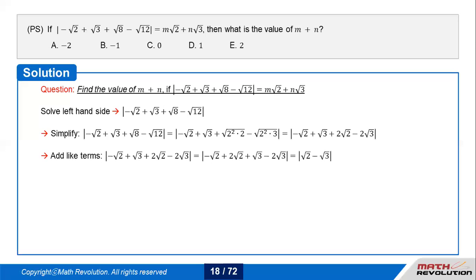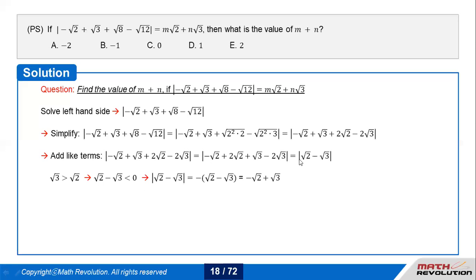Adding the like terms gives me minus square root 2 plus 2 root 2, that is root 2. And square root of 3 minus 2 square root of 3 gives me minus square root of 3. Now, one important part here is we know that square root of 3 is greater than square root of 2. But in a modulus, we are doing a square root of 2 minus a square root of 3. That means that should give me a negative value. So that means that is less than 0. So my square root of 2 minus a square root of 3 is less than 0.